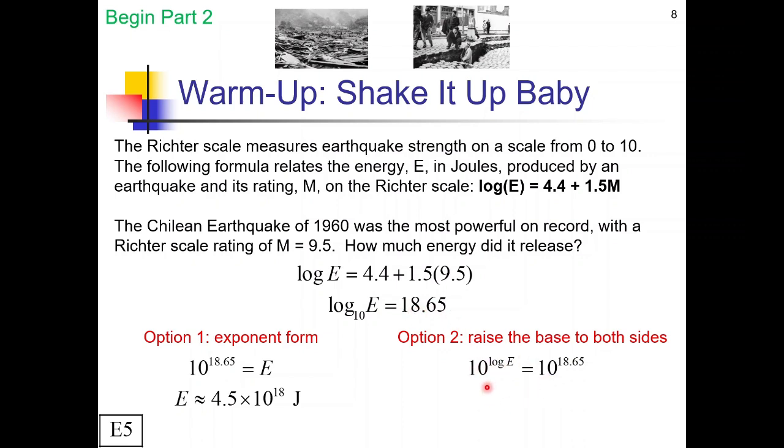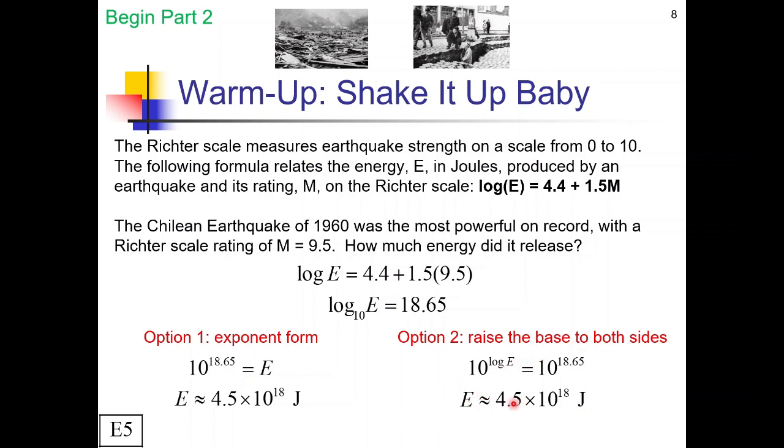Now when we do this, remember that when we raise a base to a log with the same base, those two cancel each other out, leaving us whatever was inside. So this is just going to be e on the left side equals, well, we already figured out that 10 to the 18.65 was this number, 4.5 times 10 to the 18 joules. So this is another option we have, raising that base to both sides.